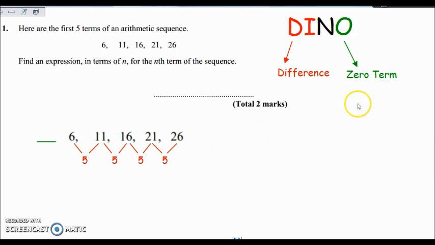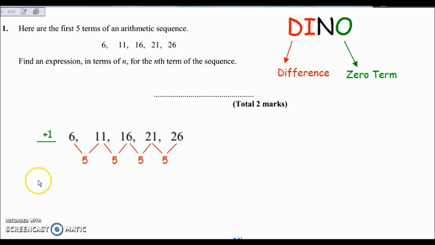Difference is plus 5. The 0 term, well, if this is the first term, this is the second term, this is the third term. So let's go backwards. This is the third term, this is the second term, this is the first term. What comes before 1? 0. So the 0 term is the one before the first one. So what would that be? If I'm going backwards, I'm taking off 5, and then take off 5 again, and I'm going to get a 1, so a positive 1. So that would be the 0 term, the one before the first one.